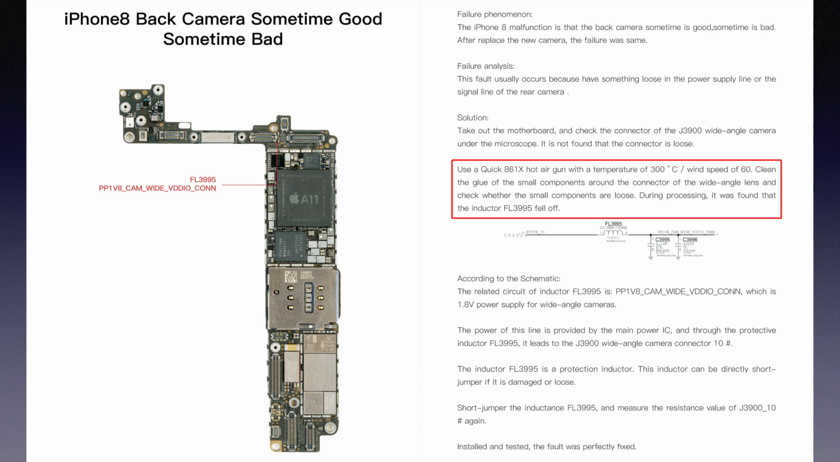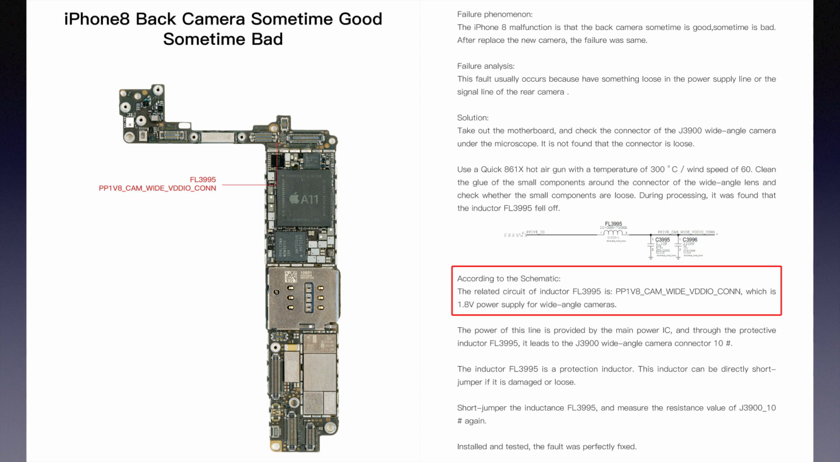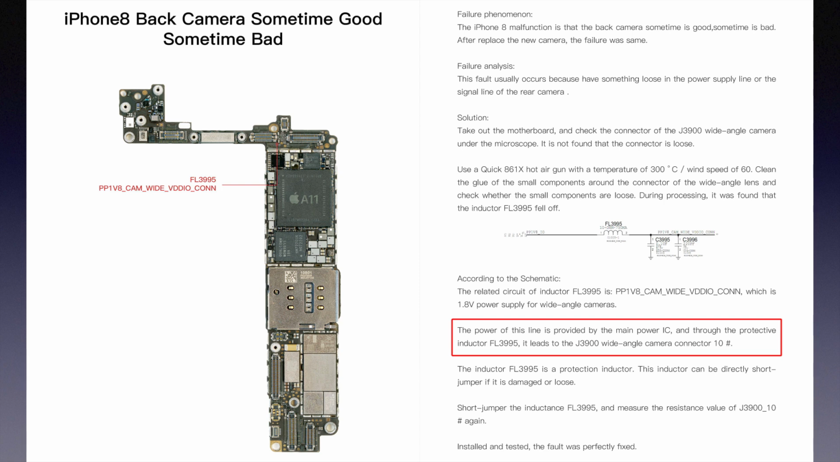FL3995 fell off. According to the drawing, the related circuit of inductor FL3995 is PP1V8_CAM_WIDE_VDDIO_CONN, which is the 1.8 volt power supply for the wide-angle camera. The power of this line is provided by the main power IC, and through the protection inductor FL3995, it leads to the J3900 wide-angle camera connector pin 10.